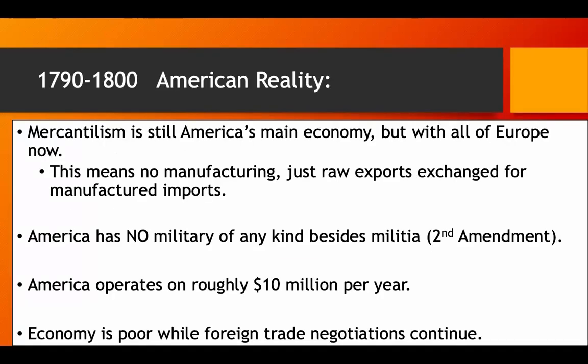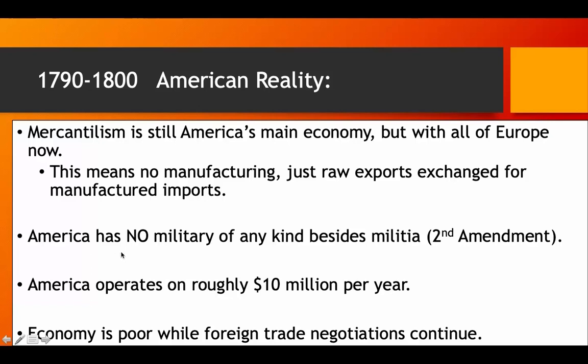Here's the thing we need to know when it comes to foreign policy up through about 1800: the United States was still a raw goods economy. It was agricultural. Mercantilism, if you remember that from our colonial period, is still what's really happening. The United States is producing raw goods and not just selling those goods to England anymore, but also to whoever in Europe and in the Ottoman Empire will buy those products.